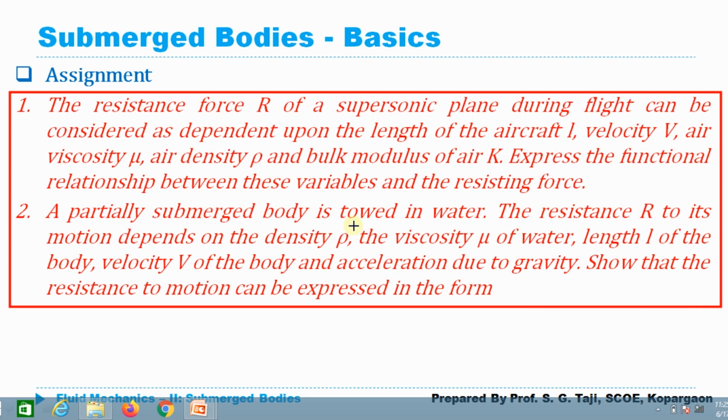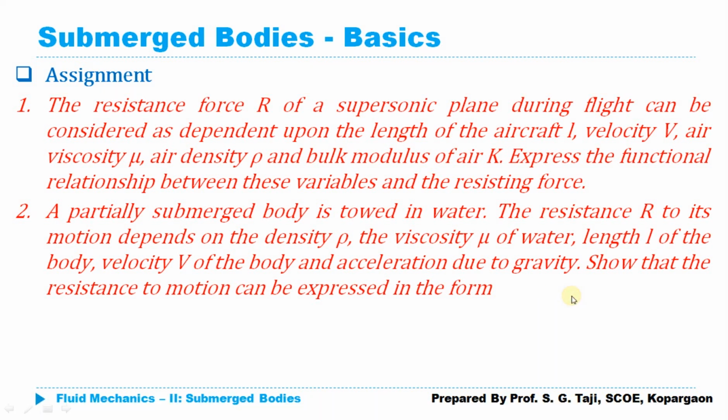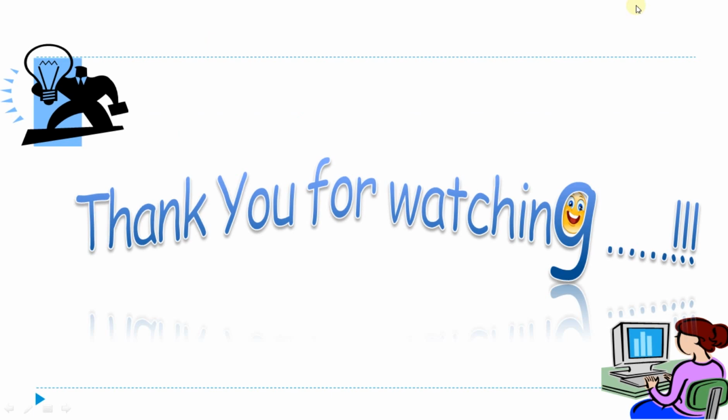At that time we are going to make use of those two problems, so I am not going to teach them separately. You need to solve them by using Rayleigh's method, whatever method we have just used. You can also use the Buckingham pi theorem to solve those two numericals, and we will continue with submerged bodies in the next unit, next lecture.